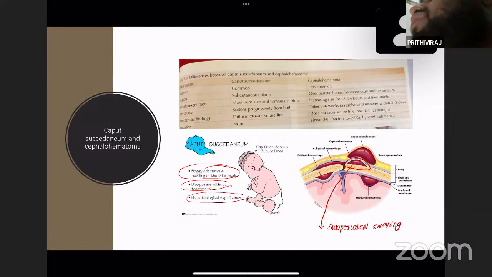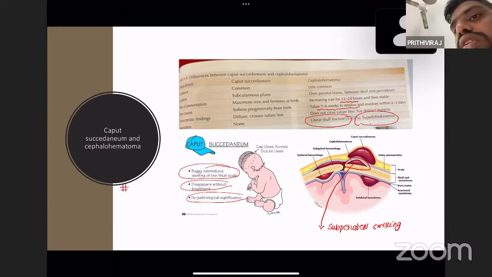And it increases in size over 12 to 24 hours. Initially, you will not see any swelling. If the swelling is maximum at birth and progressively decreases, it is caput succedaneum. If it is minimum at birth and progresses to attain maximum size at 12 to 24 hours, and it is limited to a single suture over the parietal bones and is firm, then it is a cephalohematoma, and it takes 3 to 6 weeks to resolve. It is always associated with linear skull fracture and hyperbilirubinemia. This is important, a 2 mark, 5 mark question, right?